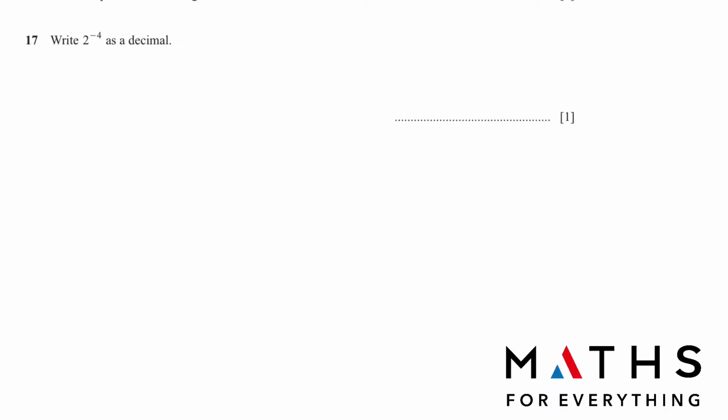Question number 17. Write 2 to the power of -4 as a decimal. This is very easy. Just write it in the calculator and you will get 1/16 as your answer. But we want it as a decimal. In the calculator, there is the delete button. Before that, there is this S-D. So press that S-D and you will get the answer 0.0625.